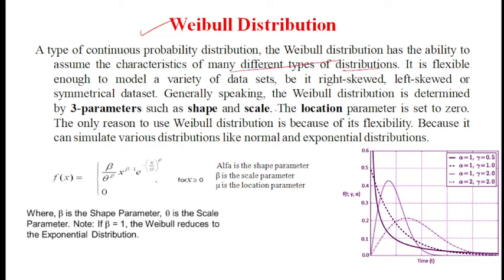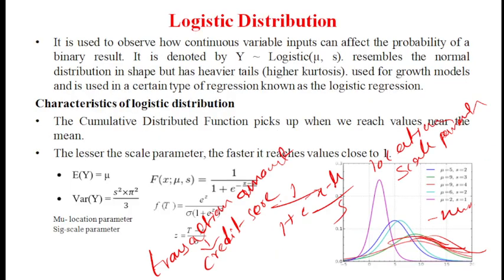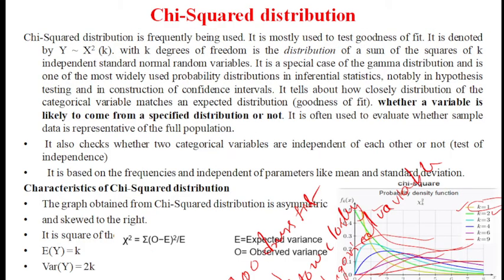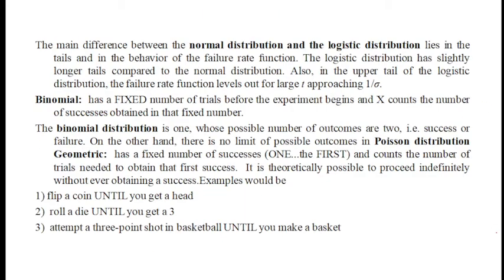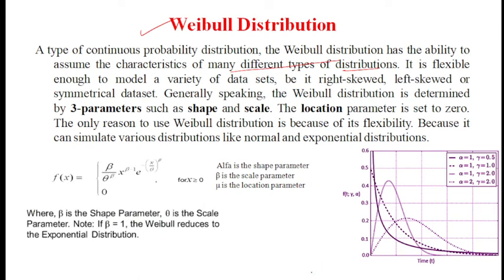It is flexible enough to model a variety of data sets because it can handle right skewed as well as left skewed and symmetrical data. We can expect right skewed in the exponential, whereas in the logistic we can expect left skewed, whereas in chi-square right skewed, whereas in Weibull right skewed is there, left skewed is there, symmetrical also there. See the peak of the distribution, like the normal distribution.